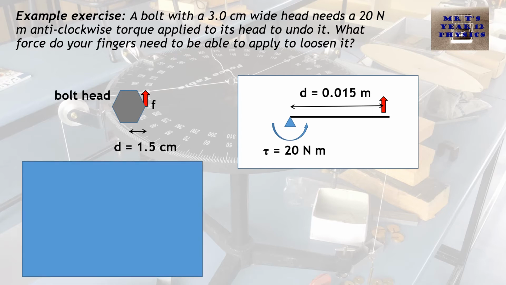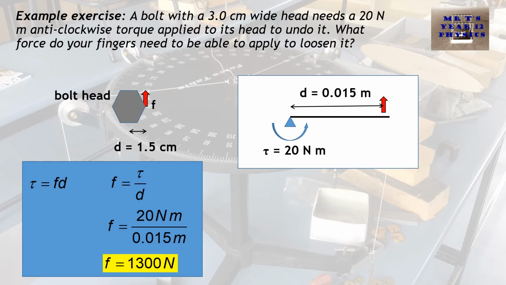So the first thing we need to do is get the equation. So that's torque equals force times distance. Because we want to find out the force, we're going to have to rearrange this. We take the distance that is multiplying on the right and we put it over to the left and make it dividing. So here it is, force equals torque over distance. We substitute in the values and we solve. And that's our answer, 1300 newtons.